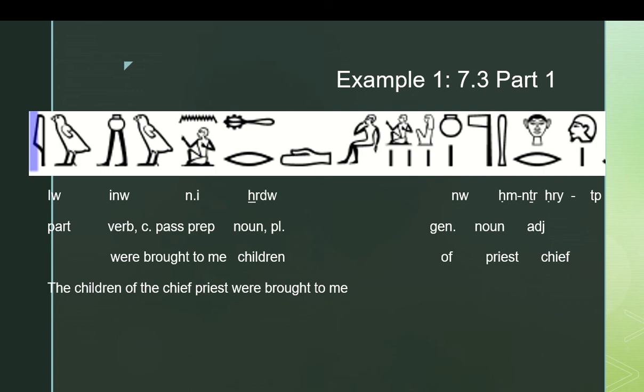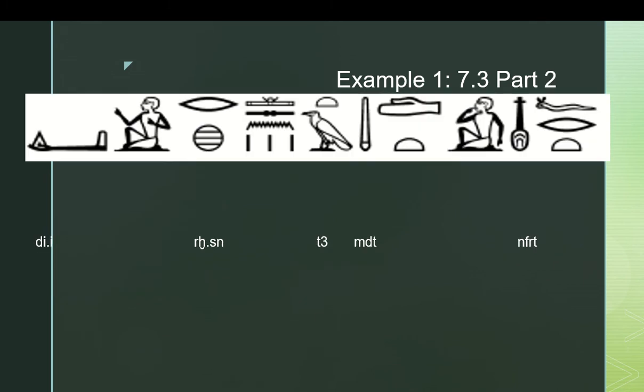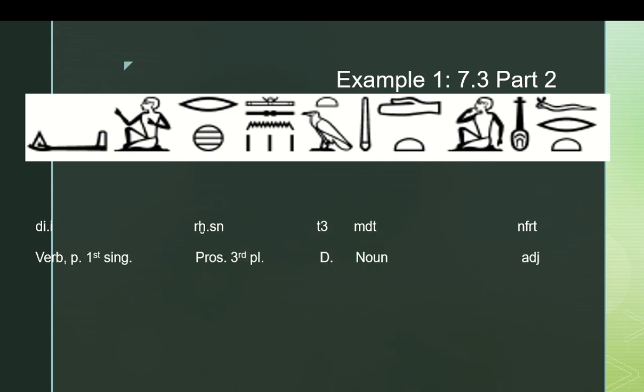That's the simple part. Then we get into the more complicated part, the dependent clause, part 2. This one we can transcribe as di rech sen ta medet nefret. Now, let's break that down a little. So de is a verb with a first person pronoun following it. We remember that D is specifically the form of redi that you would expect to see in a prospective.